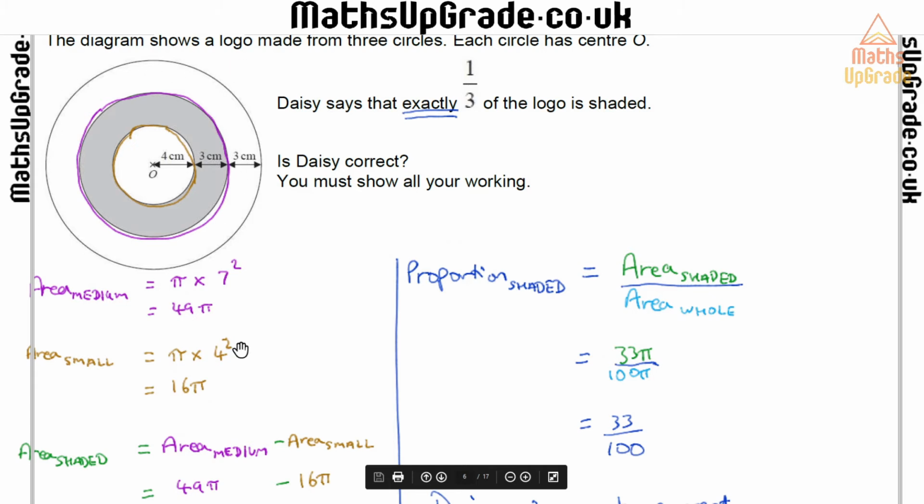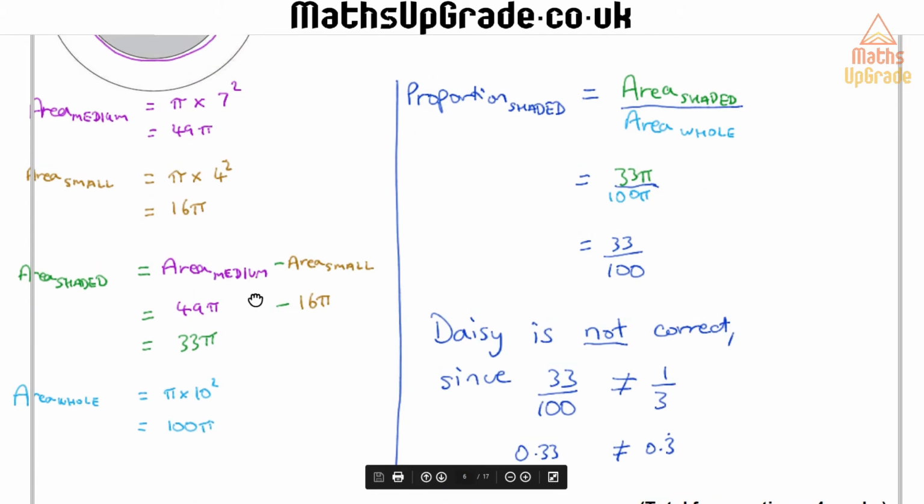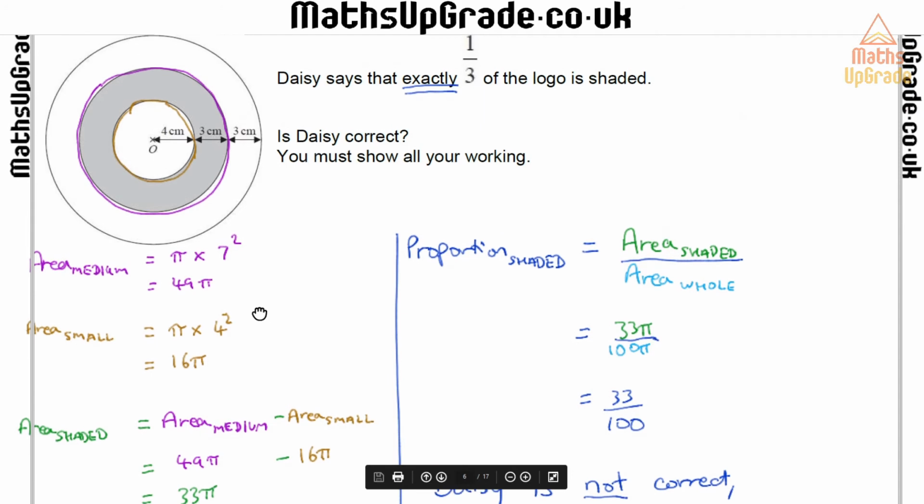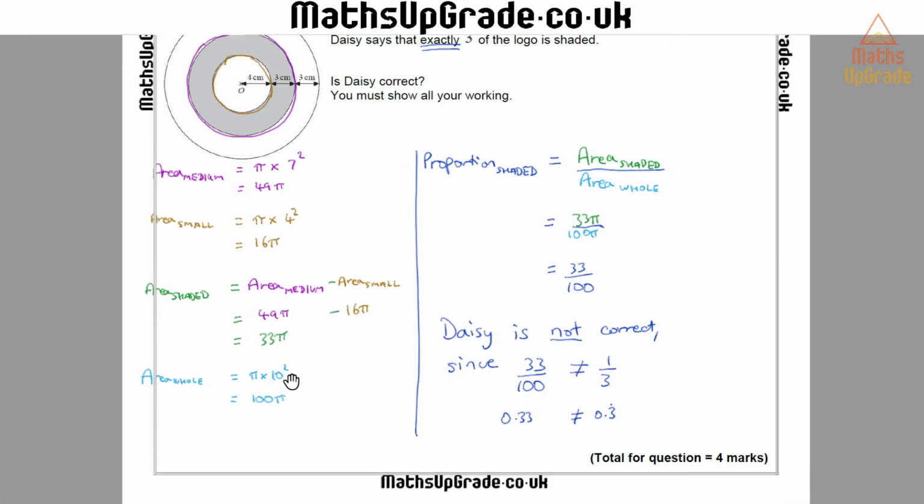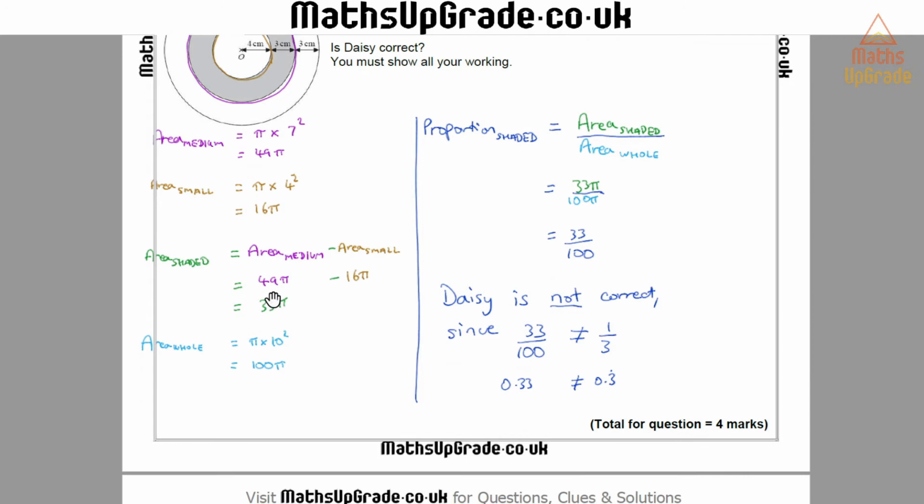So the whole amount here, the whole circle. Well, that's going to be pi times radius squared, pi times 4, add 3, add 3, that's 10. So radius is 10, so pi times 10 squared, which is 100 pi. So the area of the whole amount is 100 pi.